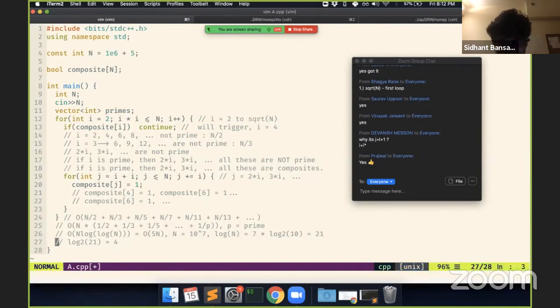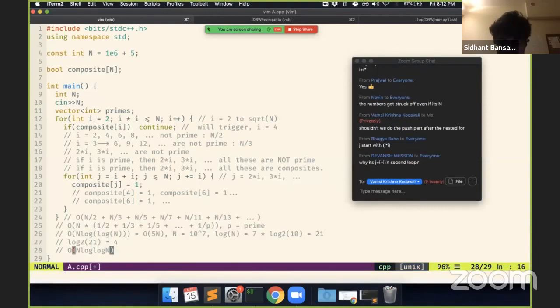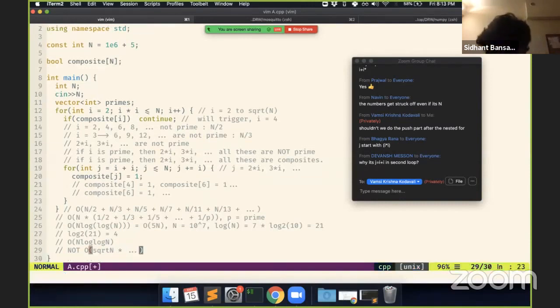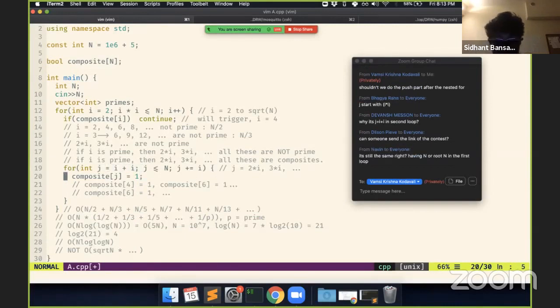This doesn't mean that this is faster than order n log n. It's still as slow as n log n. It doesn't get faster than that. Just so you know, it's not order square root n times something, in case somebody starts thinking that way, because the complexity comes from this part, from lines 19 to 23. That's where the actual cost comes in.